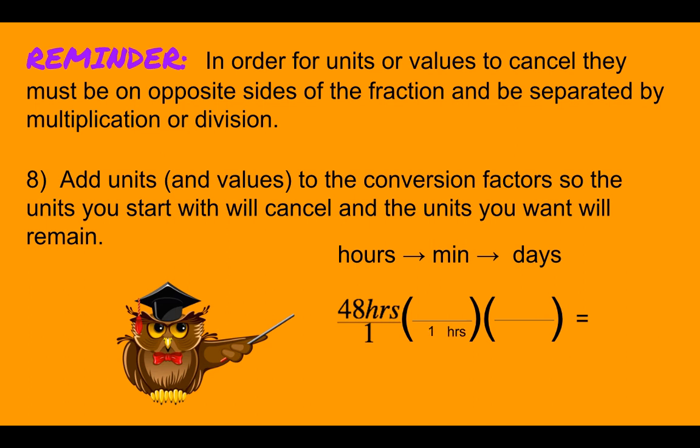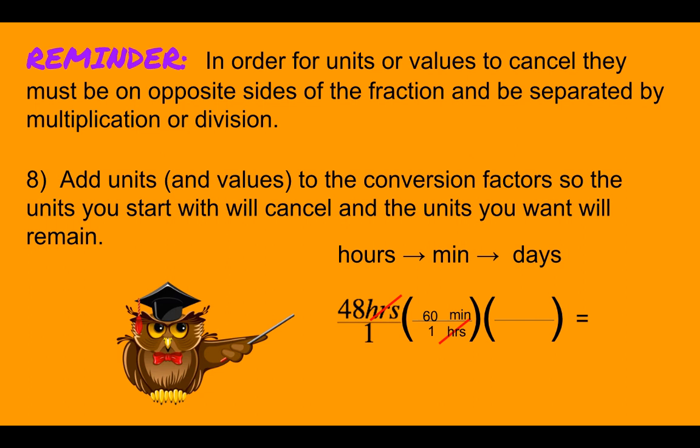So we're going to start by putting in 1 hour, and that's diagonal, you can see from the hours in 48. Now then we're going to add 60 minutes on top because according to our flowchart, we want to convert hours to minutes. So the hours cancel, and so far I'm left with minutes, which is really nice.